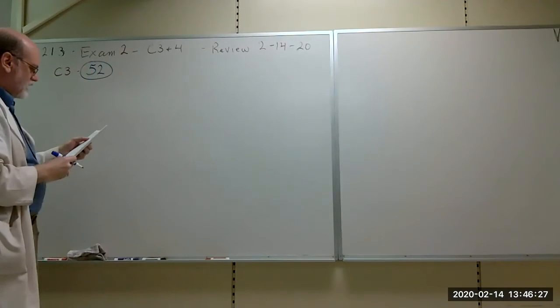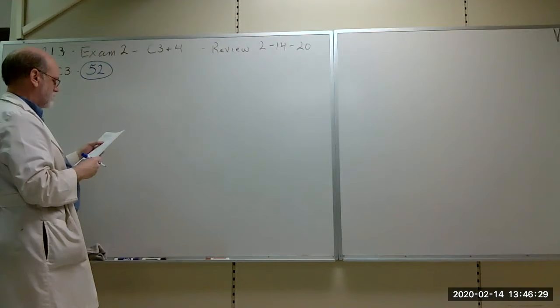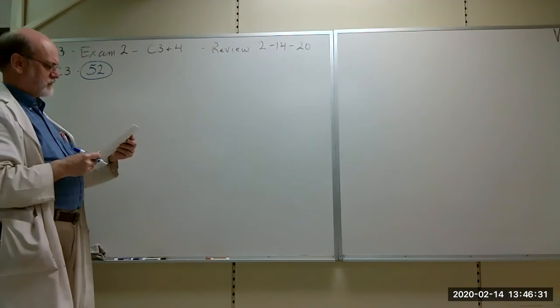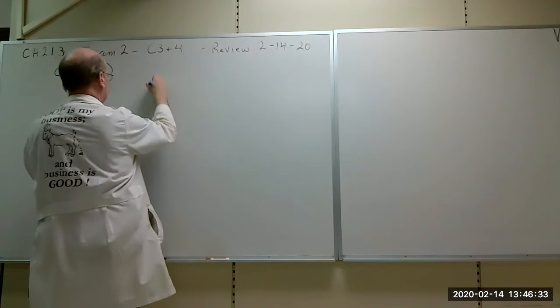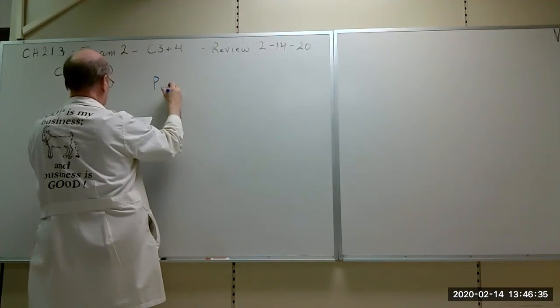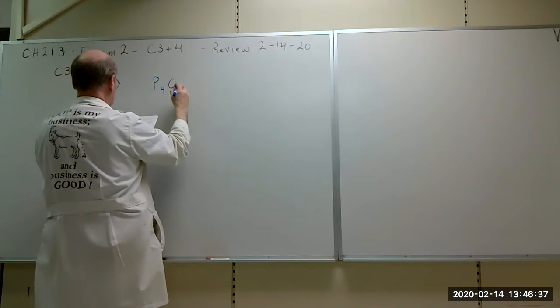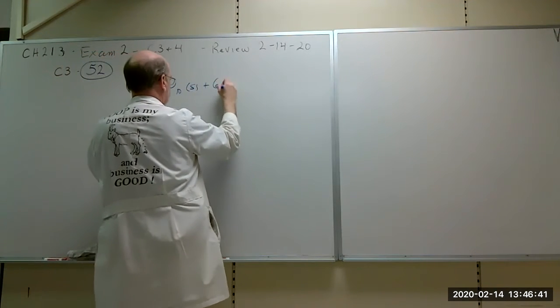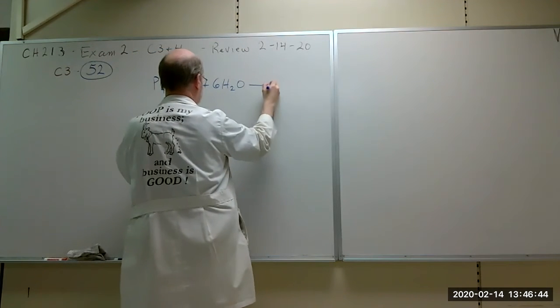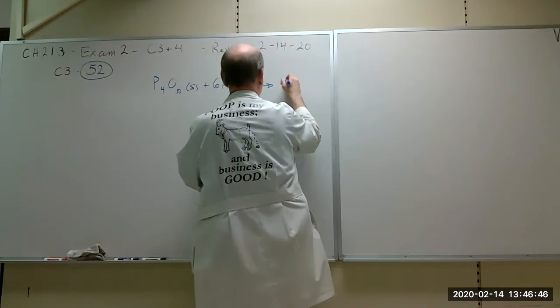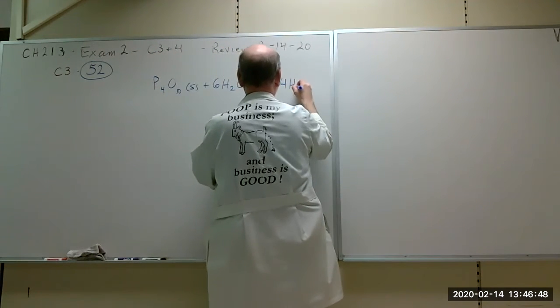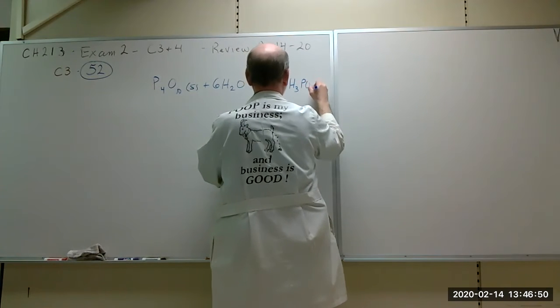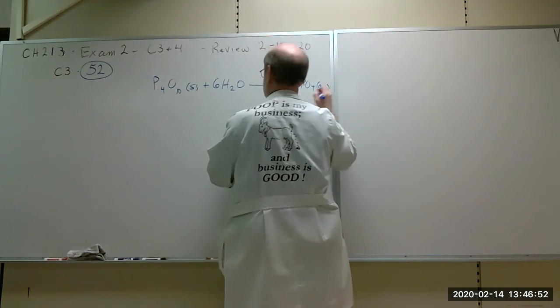52. And we're starting off. Oh, they balanced it for us, didn't they? That's nice of them. P4O10. That's a solid. Plus this many waters. H3PO4.